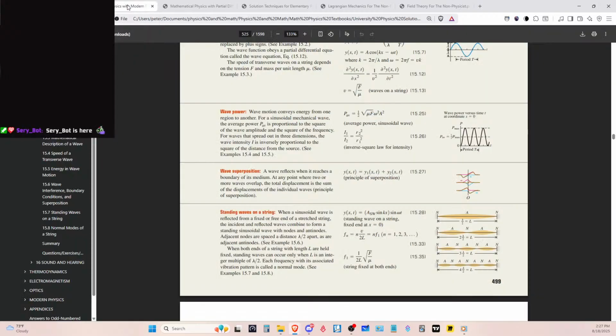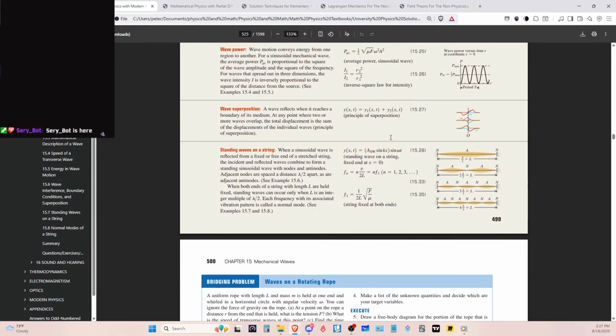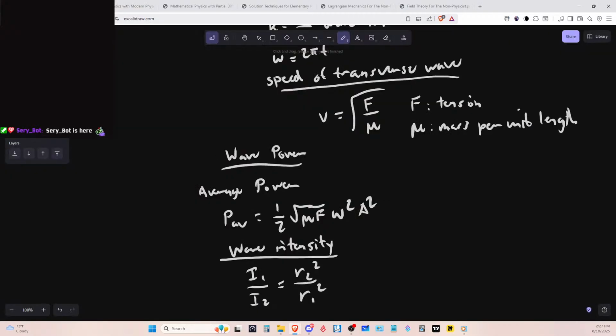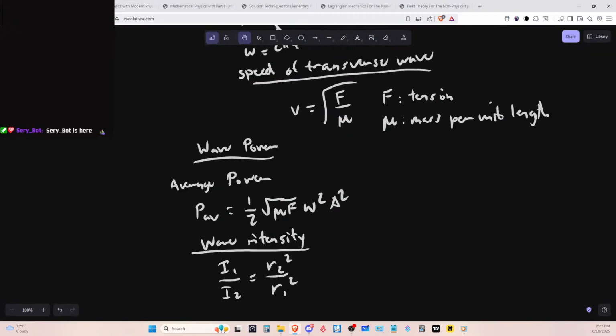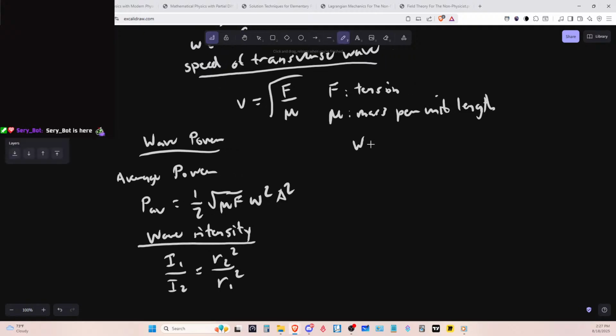Wave intensity. Okay, so we have the inverse square law here. Okay, wave superposition. Okay. Superposition. Okay, superposition.